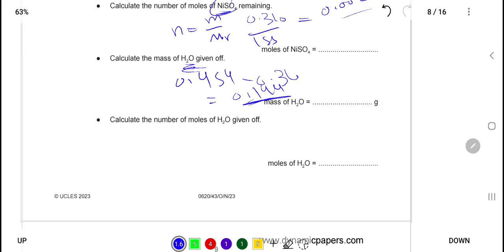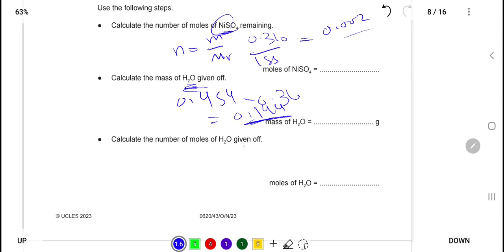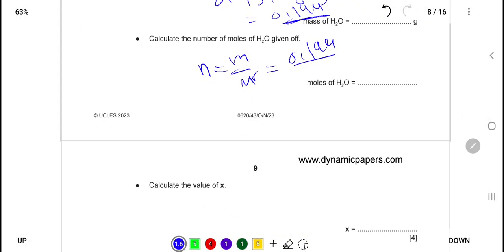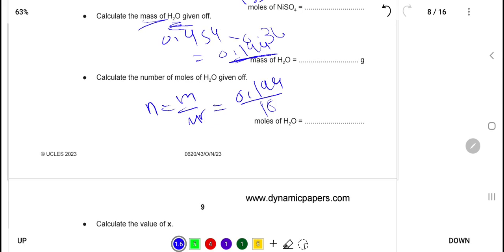Calculate the number of moles of H2O given. Now you can find it for sure because it gave you the mass. So now n equals m over Mr, right? The mass they gave you is 0.144 over the Mr they gave you here, which is 18. You put it in the calculator and you will get 0.008.